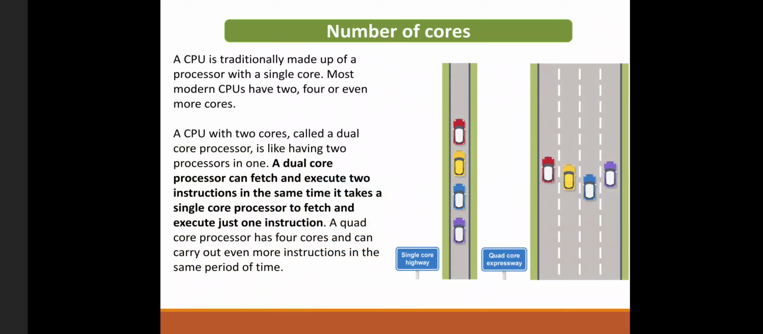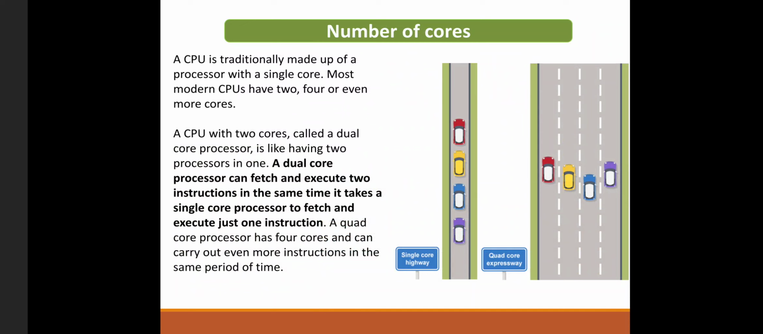So we have the number of cores. Let's think about roads, yeah? If we have a one-way street and we have a new driver on that one-way street, everybody driving behind that person will have to wait until that person completes the stretch of road. However, if we have four lanes, it means that four cars can move simultaneously. Yes? It's the same way when it comes down to the number of cores.